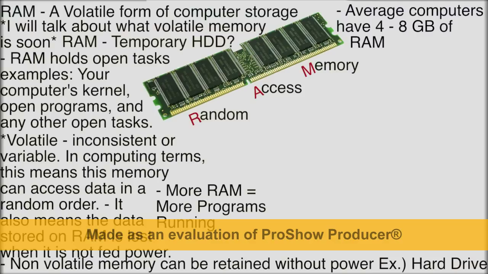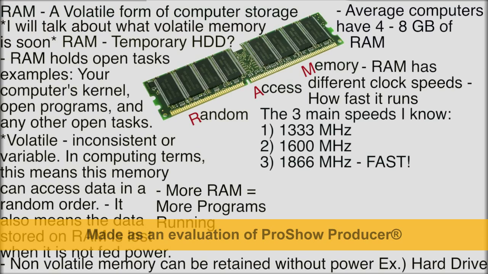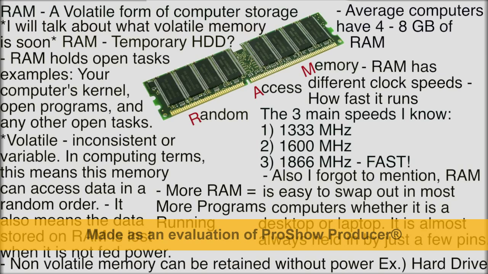Now, RAM is clocked at different speeds. There are different clock speeds like 1333 megahertz, which translates to 1.3 gigahertz, and there are 1600 megahertz RAM, and the fastest I've ever heard of is 1866 megahertz RAM. That's pretty much it for RAM. You get the basic idea of what it is. It's in everyone's computer. You need it to run.